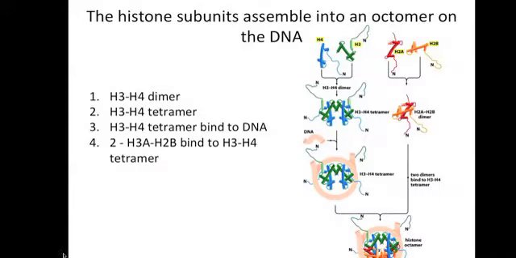And this is how it assembles, and you do not need to memorize this, but sometimes having a little bit more detail is helpful in understanding it. So you have this H3-H4 that assembles into a dimer, and then the dimers assemble into a tetramer. Dimer means 2, tetramer means 4. And then they bind to the DNA. And then H2A and H2B will form a dimer, which will then form a tetramer, and then it will assemble with the H3-H4 tetramer bound to the DNA. And that's how it assembles.